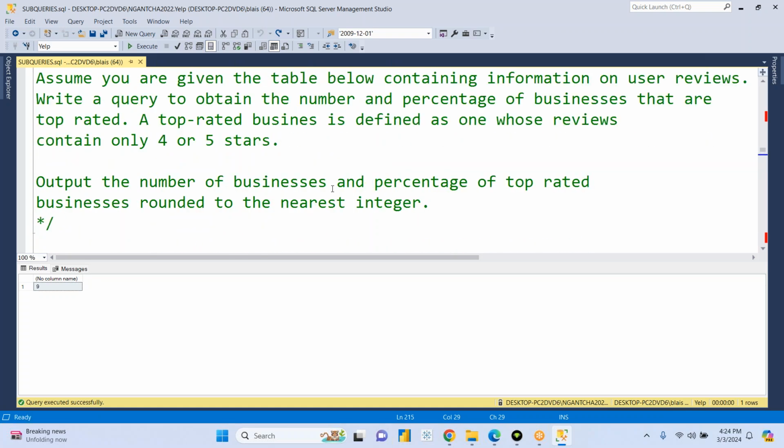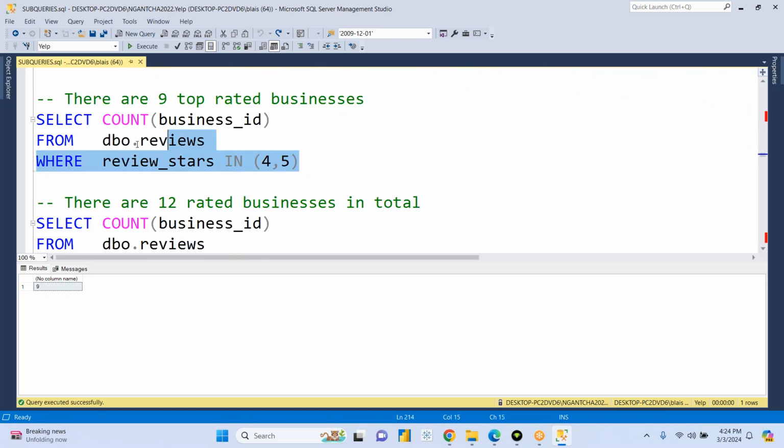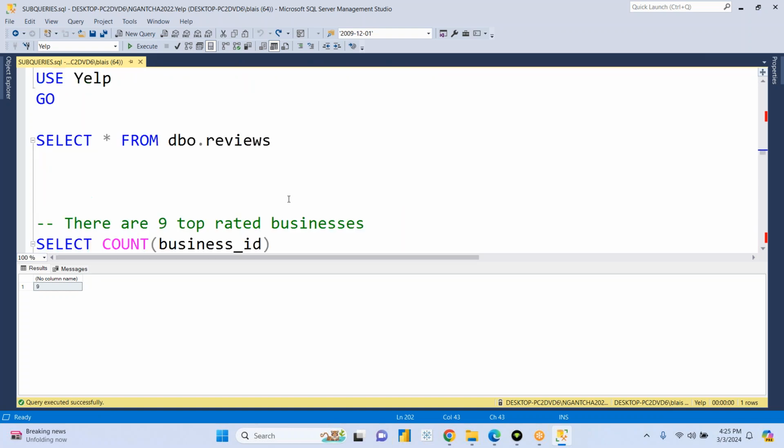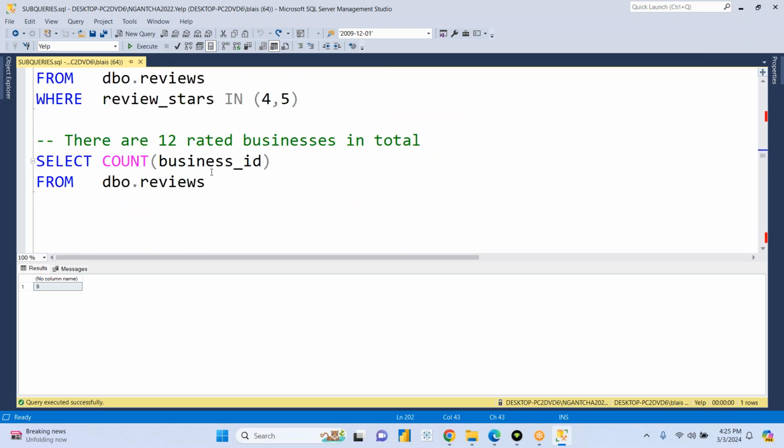We want to output the number of businesses. And what is this number? It is a number we've computed right here. This is the number of businesses with a 4 or 5-star review. That number, that's it right there. So the number of businesses and the percentage of top rated businesses, rounded to the nearest. Number of businesses and the percentage.